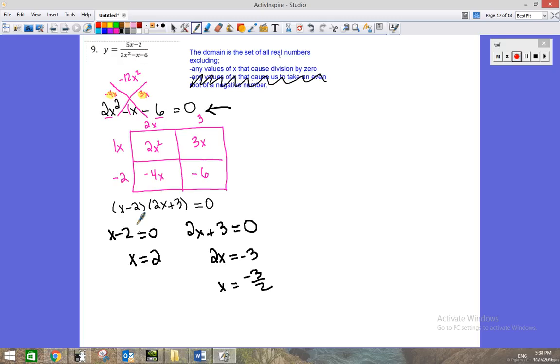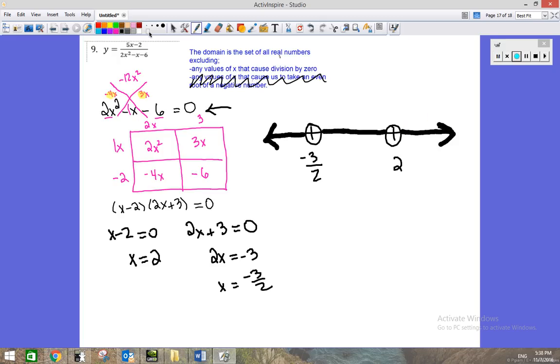So these values of x would not be related to any y value because when you went to do the arithmetic and you divide by 0, well, that's not a real number. So let's draw a number line. Negative 3 halves is smaller than positive 2. I'm excluding those values from my domain, but those were the only two solutions to this equation, 2x squared minus x minus 6 equals 0. Those are the only two values I have to exclude from my domain. So my domain is all real numbers, excluding these two values.